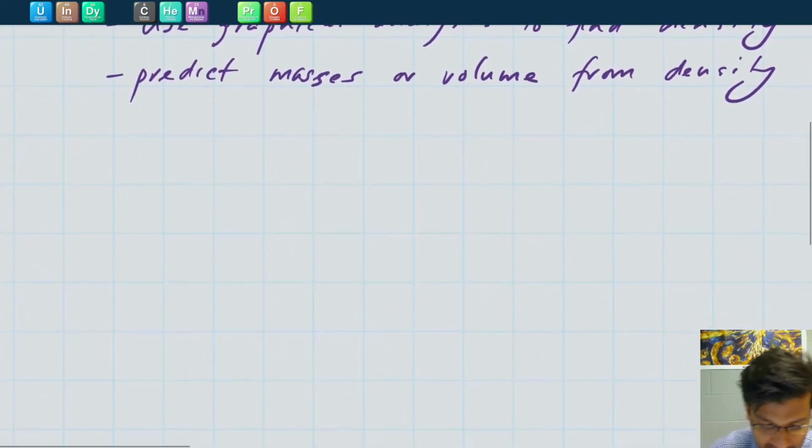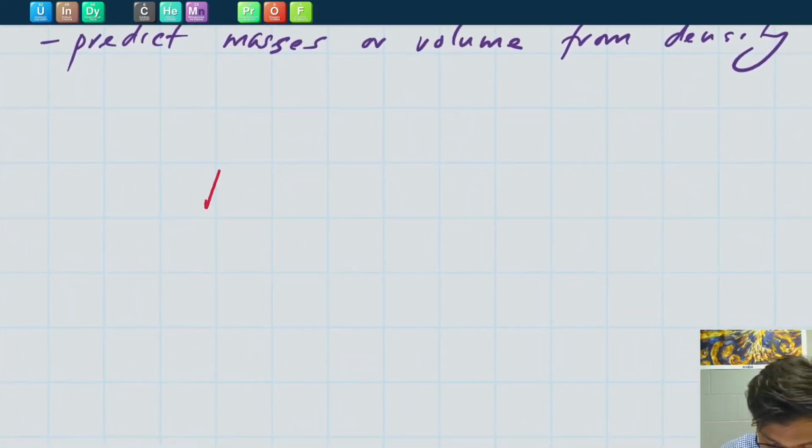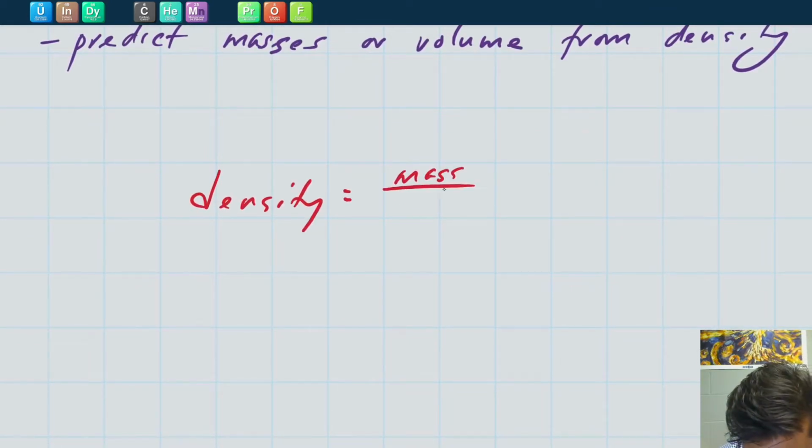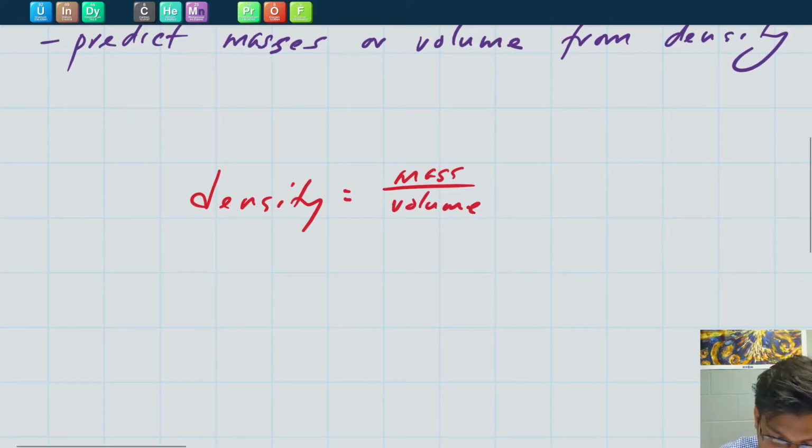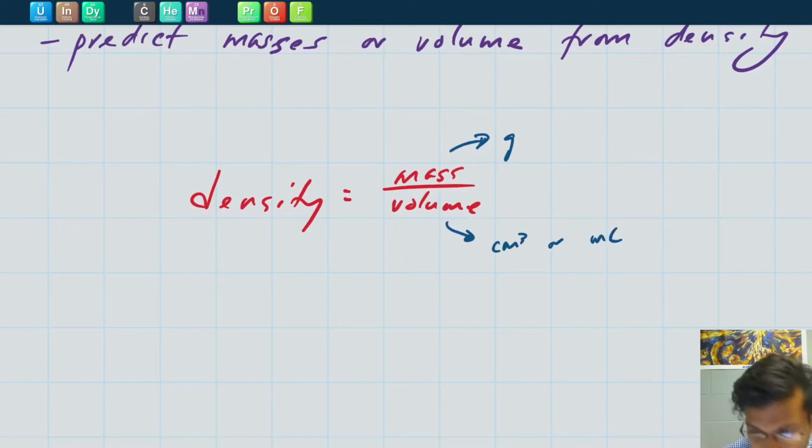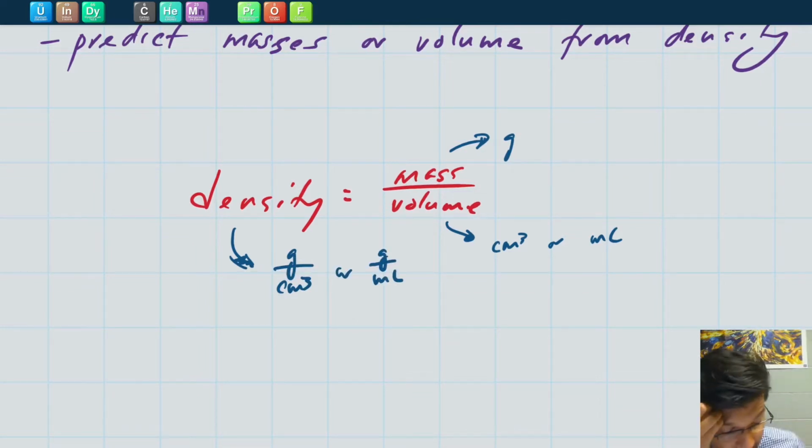So what is density? By now we all know that density is a measure of the mass of an object divided by the volume of an object. And in chemistry, we typically measure that mass in, for example, grams, and volume in centimeters cubed or milliliters, and their equivalent. So for density, we would have units of either grams per centimeter cubed or grams per milliliter. Again, those mean the same thing.